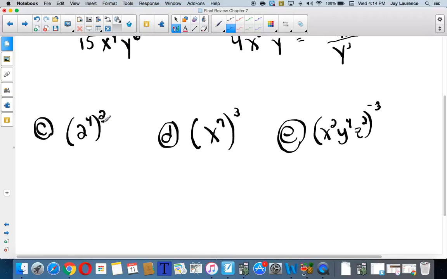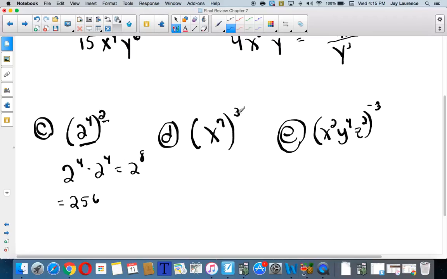Just think about what this means. This 2 here means there's 2 of these. So in other words, it's 2 to the 4th times 2 to the 4th. That's the same as 2 to the 8th. And 2 to the 8th, let me see, 2 to the 5th, 32, 64, 128, 256 should be the answer.